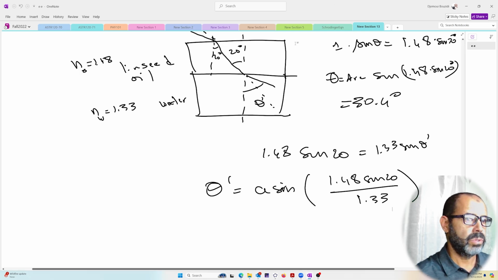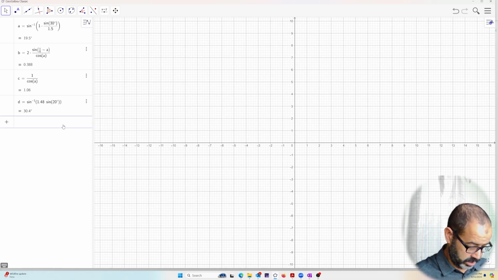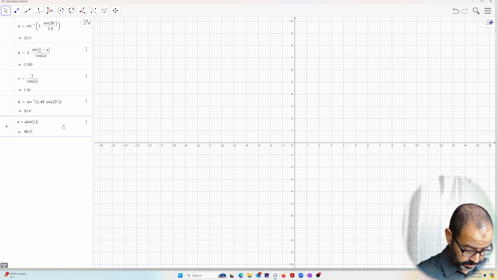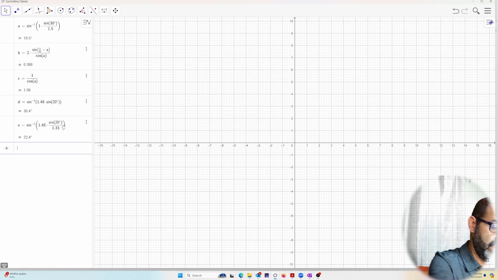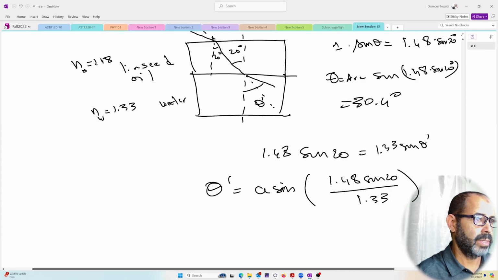So let's go back into GeoGebra to help us with the calculation. Again, arc sine of 1.48 times sine of 20 degrees, that divided by 1.33. It's 22.4 degrees, and that's expected.